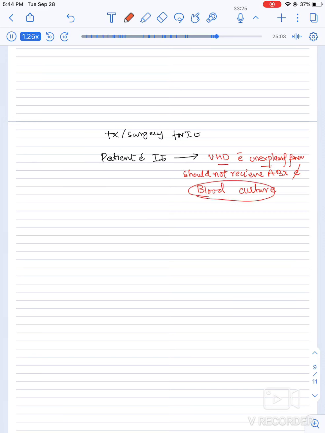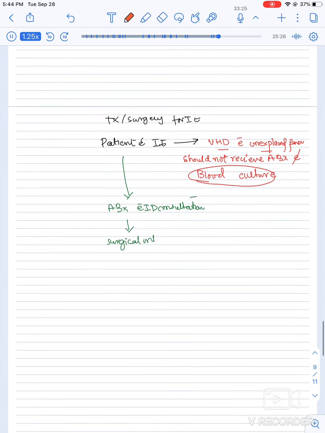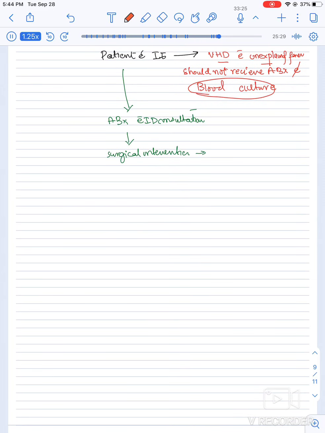So that's really important. If the patients have infective endocarditis, of course, the class 1 recommendation is to do the antibiotics treatment with ID consultation. And then after you start the patient on antibiotics, the decision about the surgical intervention should involve a heart team approach.